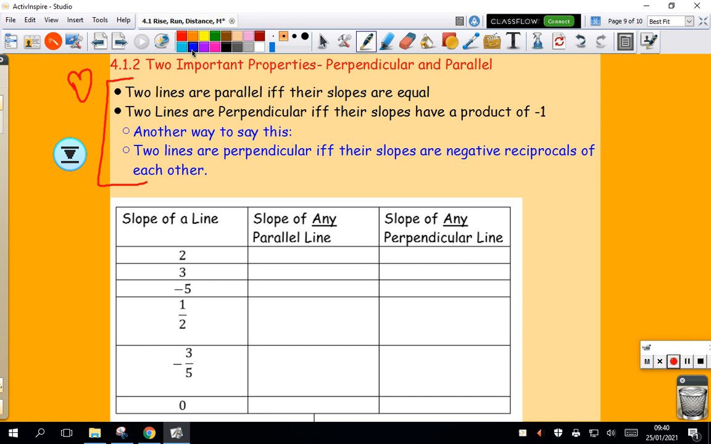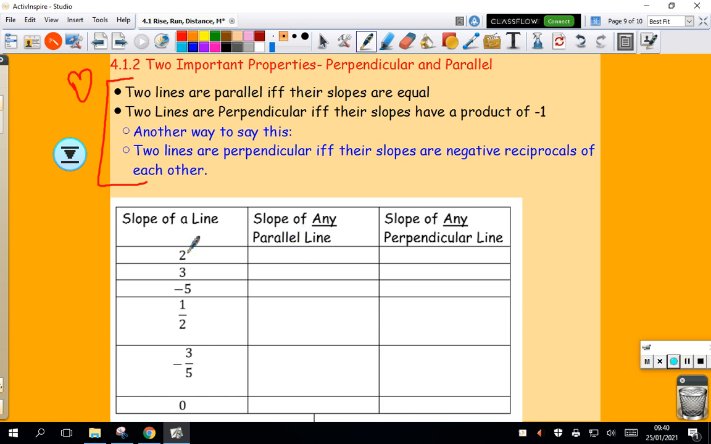So I'm going to just fill out this table. It says the slope of a line is 2. Well, I wonder, could you just pause the video and maybe try to fill this out yourself? I'm going to fill it out now at a reasonable pace.